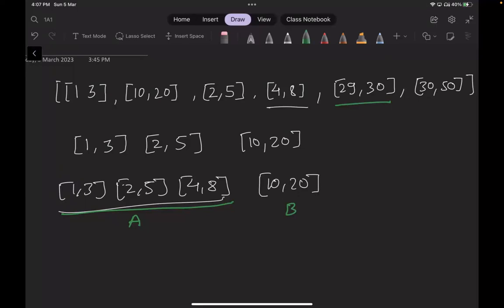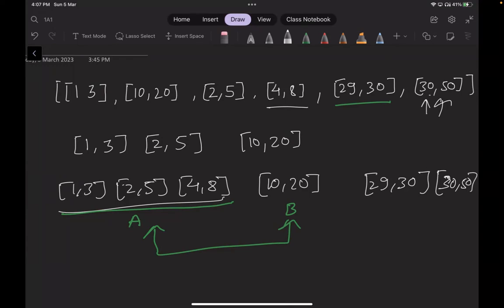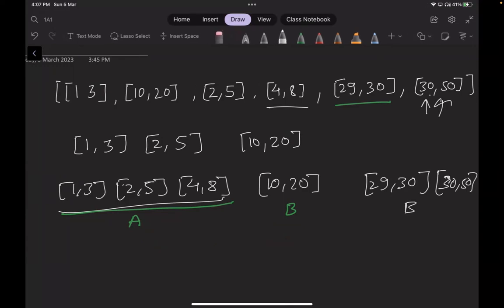If I take 29 and 30, no numbers between 29 and 30 overlap with any numbers in the intervals A and B. So we'll take it separately. Now the last one, 30 to 50. Here, if you see, 30 is overlapping with this range, so we'll have to take it together. So 30, 50. Now we have a total of 3 groups formed.